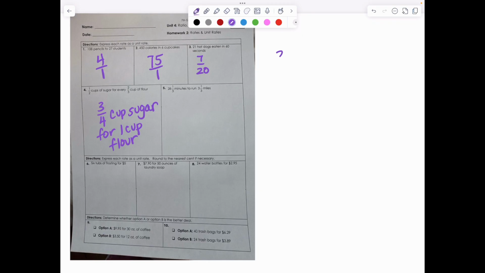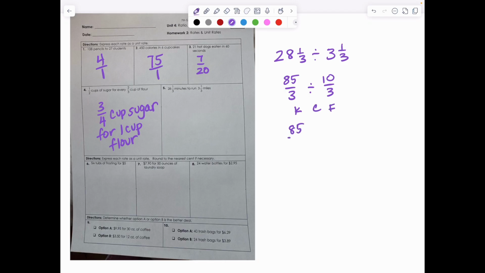So this one is 28 and 1/3 minutes to run 3 and 1/3 miles. So we're going to take our 28 and 1/3 minutes and we're going to divide that by 3 and 1/3. So the easiest way to do that is to convert to improper fractions. So 28 times 3 plus 1 gives us 85 over 3 divided by 3 times 3 is 9 plus 1 is 10 over 3. Then we do keep, change, flip.